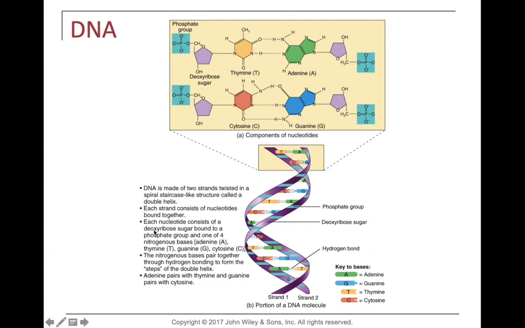Each nucleotide consists of a deoxyribose bound to a phosphate group and then to the nitrogenous bases: adenine for A, thymine T, guanine G, and cytosine C. C and G hook up, A and T hook up. The nitrogenous bases pair together through hydrogen bonding to form the actual steps, or the bridge, of the double helix. The adenine pairs with thymine, and guanine pairs with cytosine.